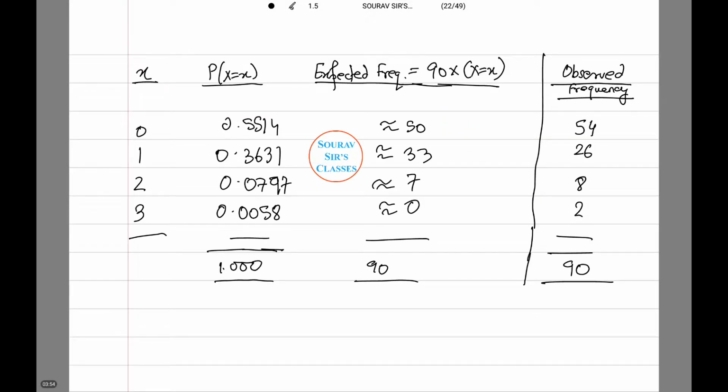Thus these are the observed values. Here we have a fit to the data which is satisfactory, but the Poisson distribution gives a better fit to the given data.